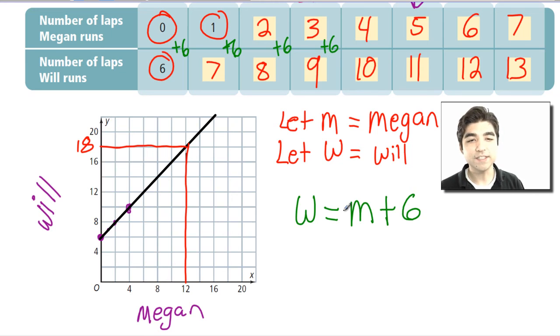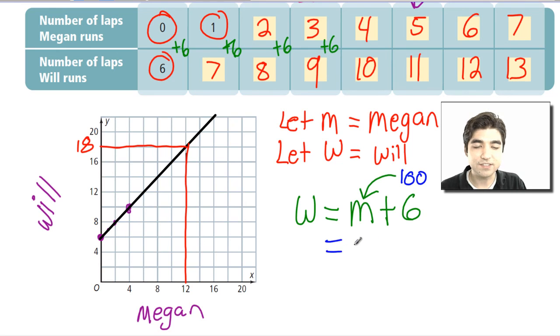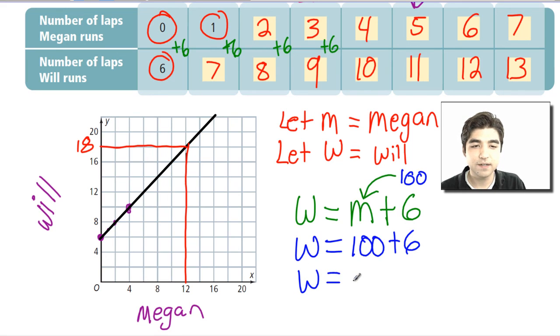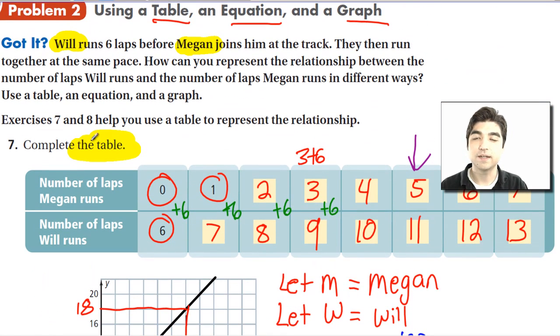What's awesome about equations is that we can easily put any number in for Megan and quickly get a number out for Will. Let's say Megan and Will are just insane, and Megan ran 100 laps. She runs 100 laps plus 6, which means Will ran 106 laps according to our situation. So that's the power of equations, tables, and graphs. They all show the same data, they just each have their own pros and cons. Okay, so let's go on to the final example, problem number 3.